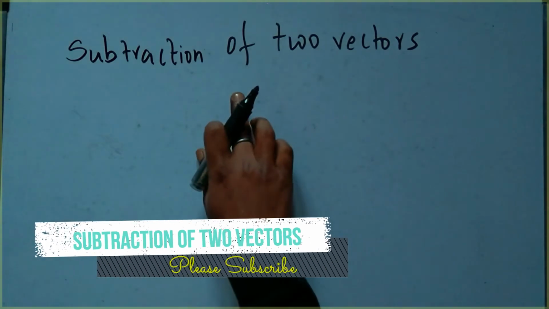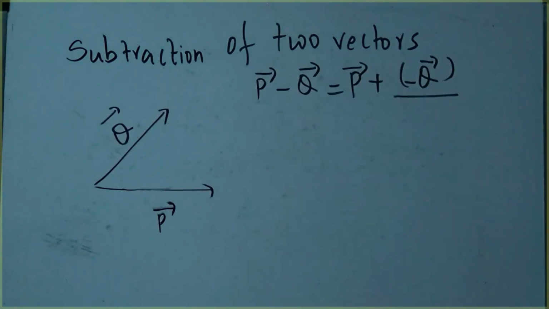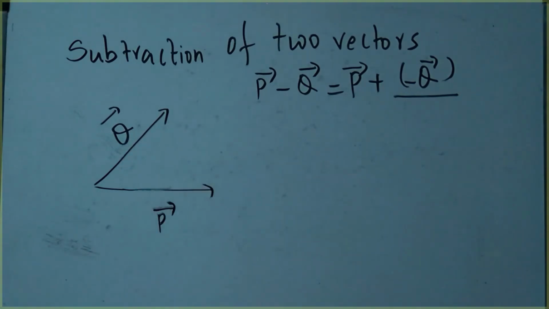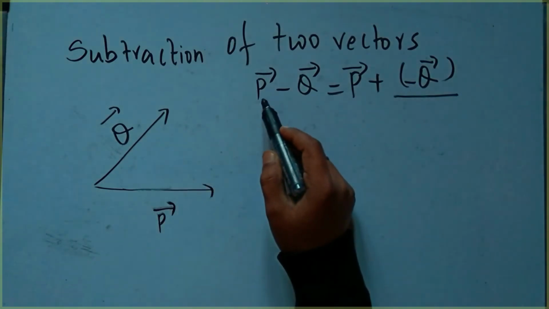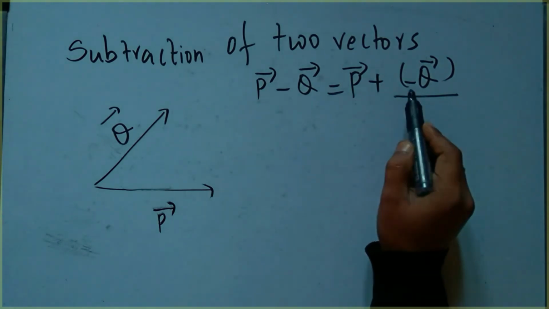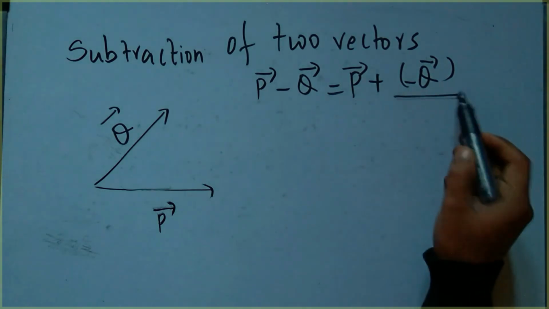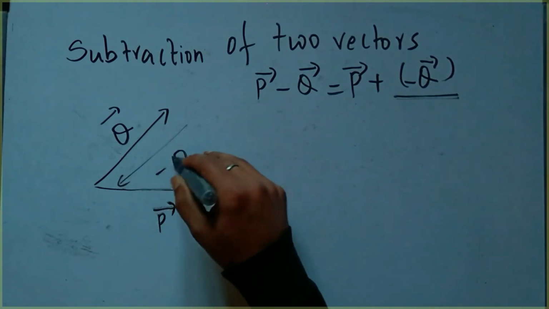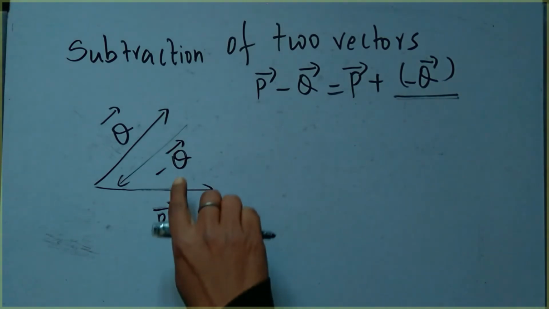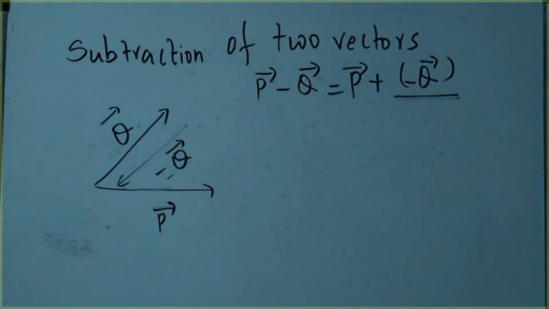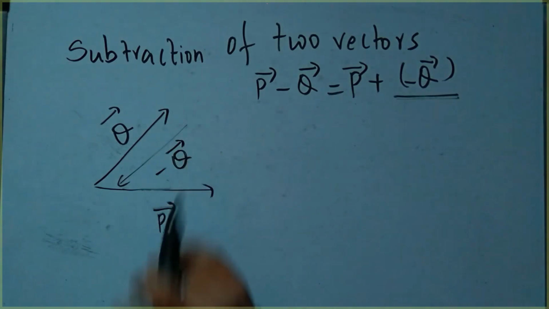How do you do subtraction of two vectors? Let us consider we have two vectors, vector p and vector q. Subtraction of two vectors p minus q can be written as p plus minus q. This is negative vector of vector q. So negative of vector can be this. The magnitude is same but the direction is opposite. So we can write minus q.